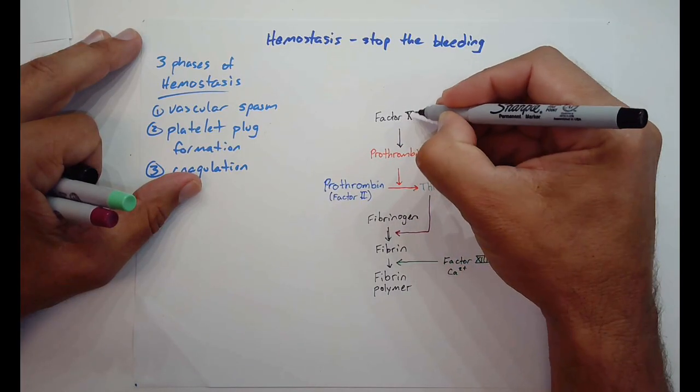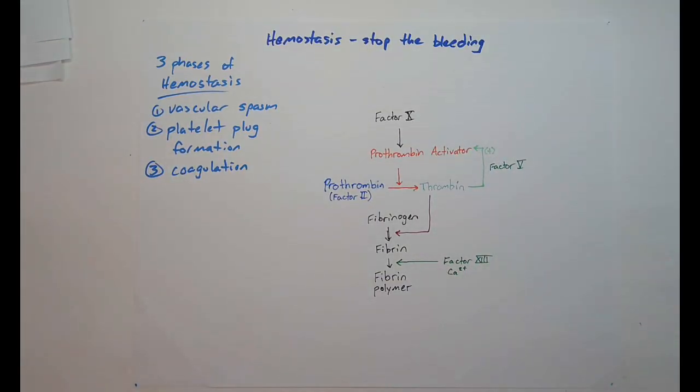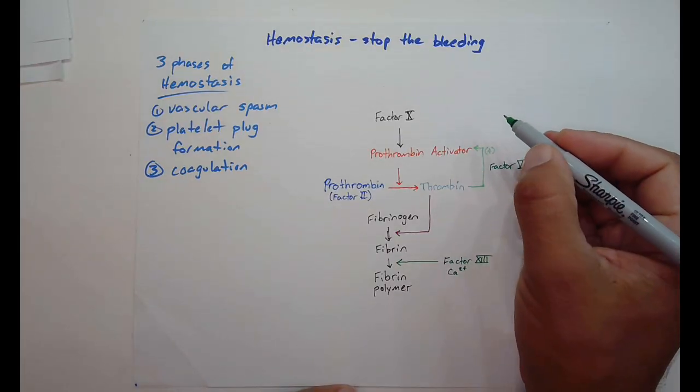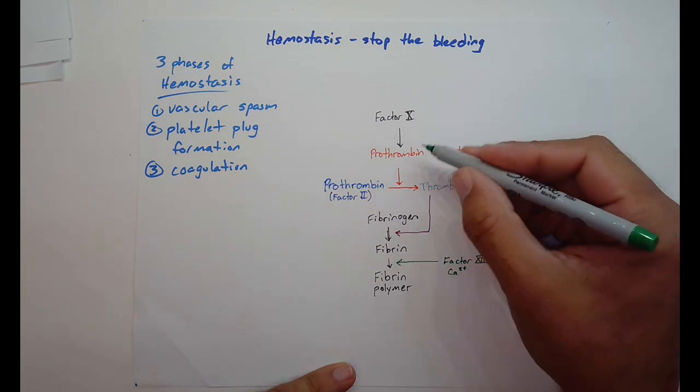My 10 kind of looked funky there for a second. Of course, it's Roman numerals. Factor 10. All right, factor 10 is also known as the Stewart-Prower factor. Stewart-Prower, P-R-O-W-E-R, not power. Basically, this factor 10 is also going to be activated by other factors. But once factor 10 is active, it is going to be trying to talk to the prothrombin activator. But it can't do it by itself. It actually needs some other things to help with this process.